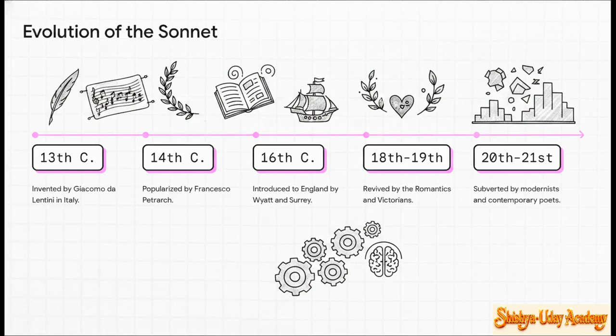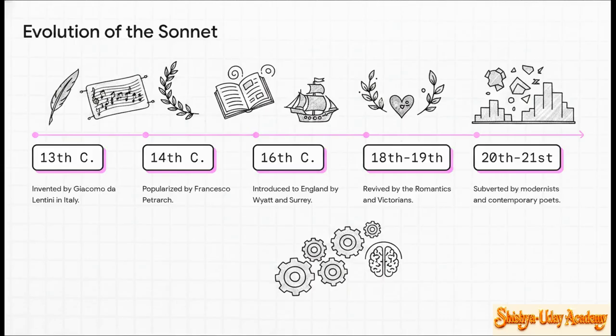Moving into the 14th century, this prototype was popularized in a huge way by the Italian poet Petrarch. He used it so effectively that it became the absolute gold standard for romantic poetry all across Europe. Fast forward to the 16th century, and adventurous poets like Thomas Wyatt and the Earl of Surrey imported this precise blueprint into England, translating and tweaking it for the English language.